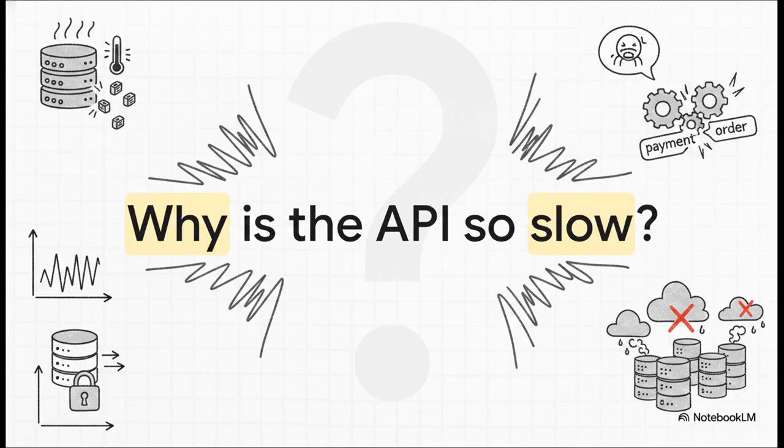Picture this. You've built a platform. It works beautifully for 1,000 users, but then you hit 100,000 and things just start breaking down. Your data grows, and suddenly you're asking yourself, why is the API so slow? Honestly, it's a question we've probably all frantically typed into Slack at 2 in the morning.